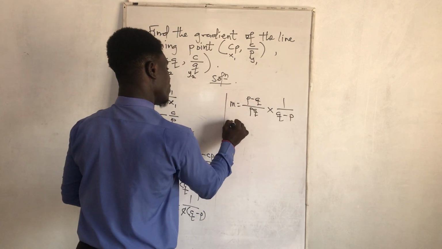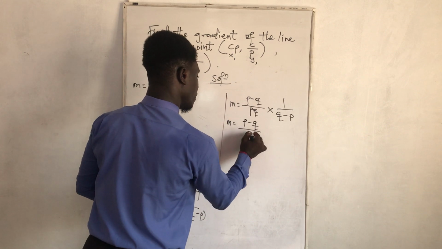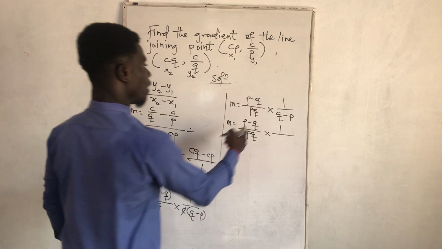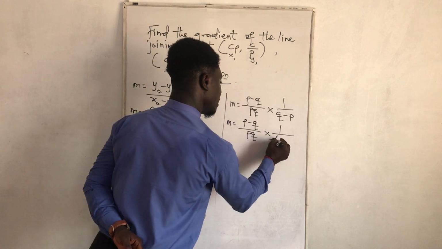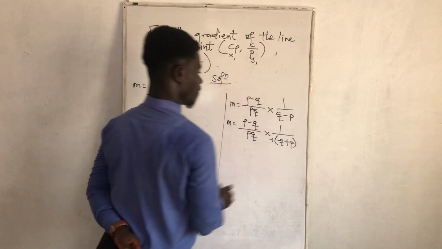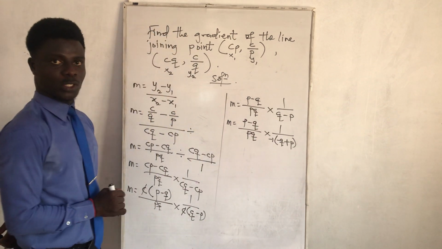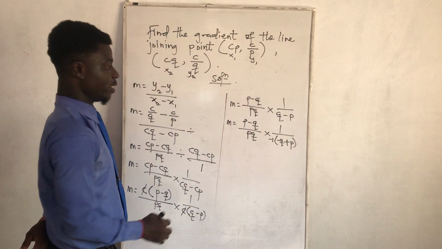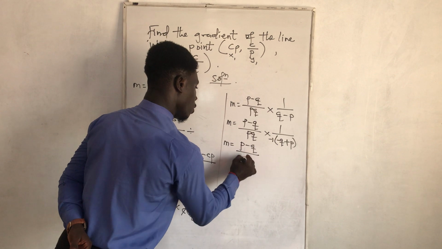So I have m must be equal to p minus q, all on pq times 1 on, I have to factorize negative 1 out. So if I factorize negative 1 out, then I'll get what? Negative q, then plus p. So here negative 1 times negative q is positive q. Negative 1 times positive p is negative p.